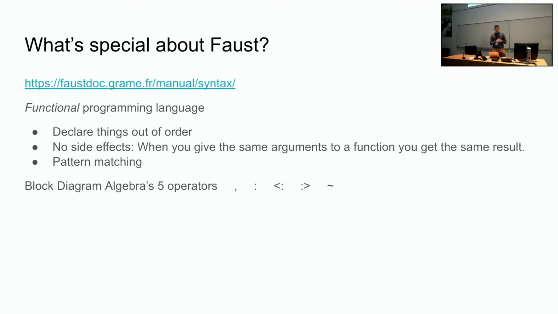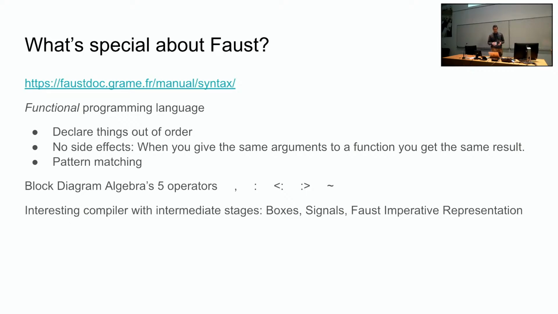Also, there is the block diagram algebra, which has 5 essential operators. Those are the parallel operator with the comma, the sequence operator, the split operator, the merge operator, and the recurse operator. And so this is essential to what makes Faust a special programming language, because you're thinking about composing these block circuits or boxes together to make useful audio DSP.